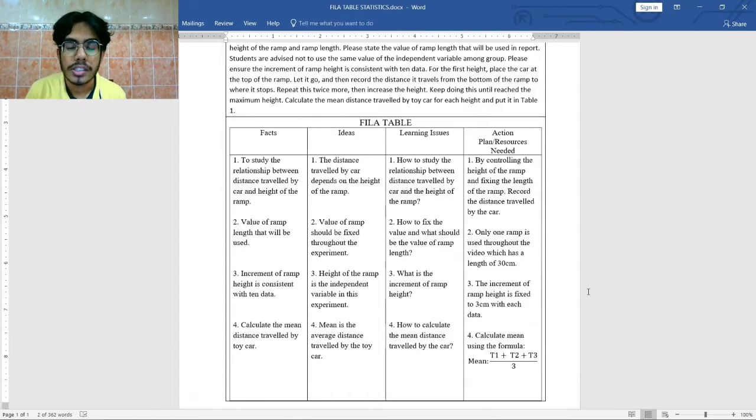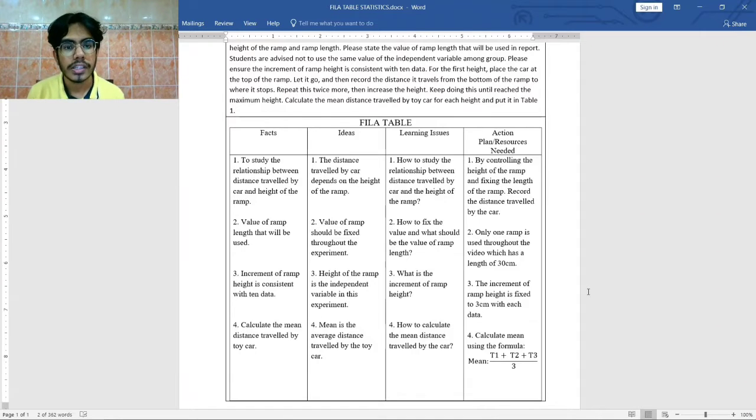Today I will be presenting to you about the filler table. On the first column we have the facts from the problem. On the second column we have ideas from the facts. On the third column we have learning issues, and on the last column we have action plan / resources needed.